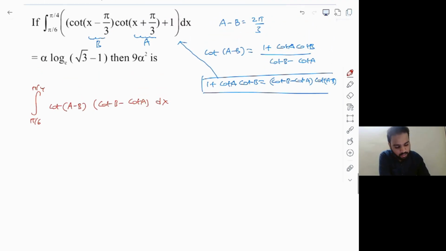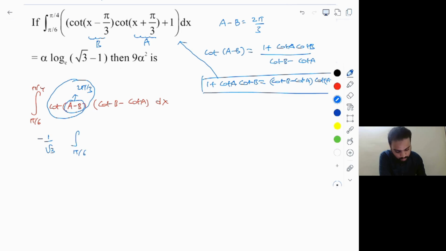We know what is angle A minus B, right? So if angle A minus B here is 2 pi by 3, the remaining part is cot of 2 pi by 3. But what is cot of 2 pi by 3? Clearly it is in the second quadrant, right? So we know the value is minus 1 by root 3. And the remaining part is the integration from pi by 6 to pi by 4 of cot B, which is cot of x minus pi by 3, minus the integration from pi by 6 to pi by 4 of cot of x plus pi by 3, which is cot A, right?